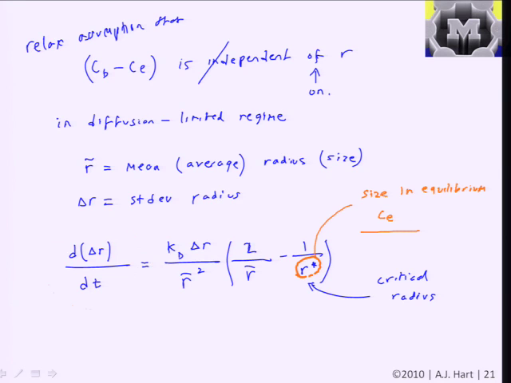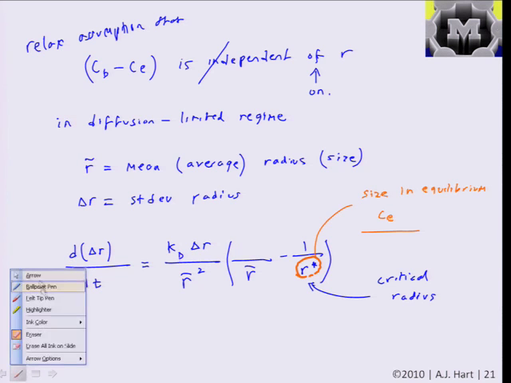So this says that at a particular point in time you have a certain average size and you have a certain standard deviation in size. So R bar is what it is and delta R is what it is. If we sit at that point and think, well, what's the derivative here? Is delta R increasing or decreasing? Is the size distribution broadening or focusing? The sign of this term will change based on whether this quantity is positive or negative.